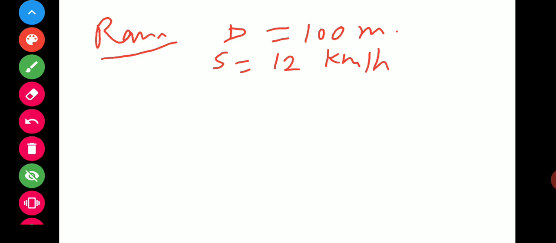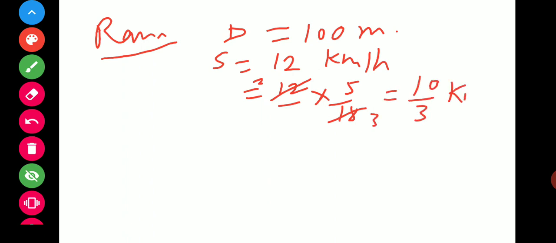Now it may be changed into meter per second. So how can we change? 12 into 5 upon 18. It will be changed from kilometer per hour to meter per second. So 6 2 ja and 6 3 ja. It becomes 10 by 3. It is the speed. It is in meter per second, not kilometer per hour.